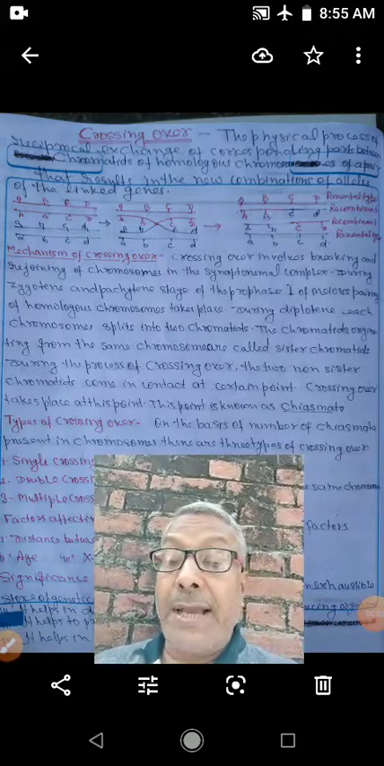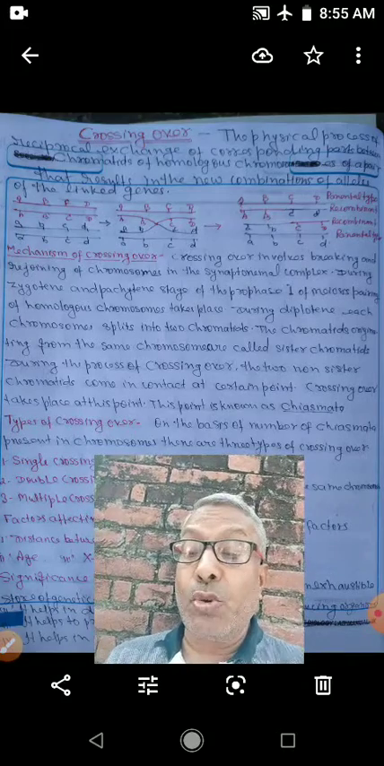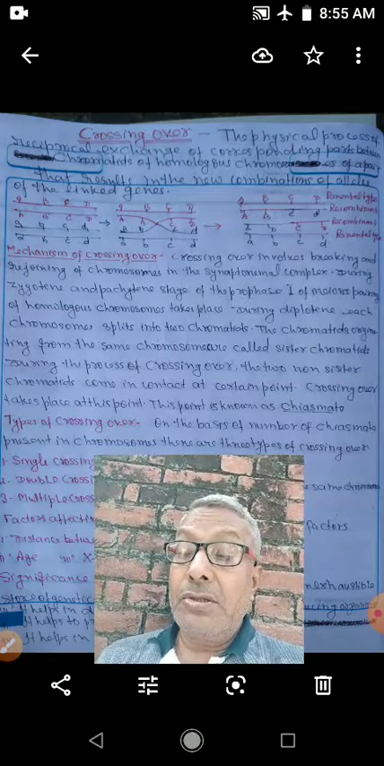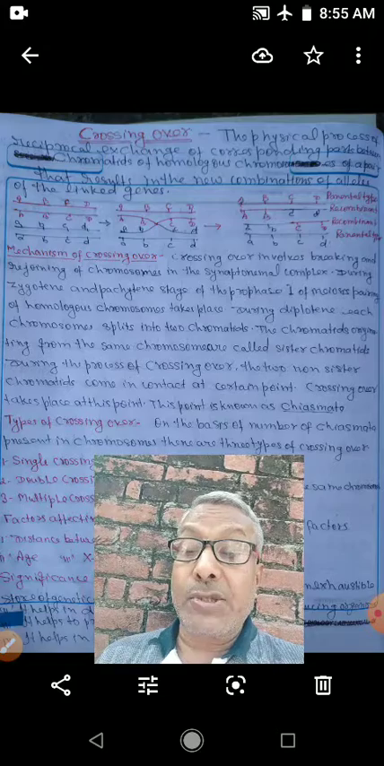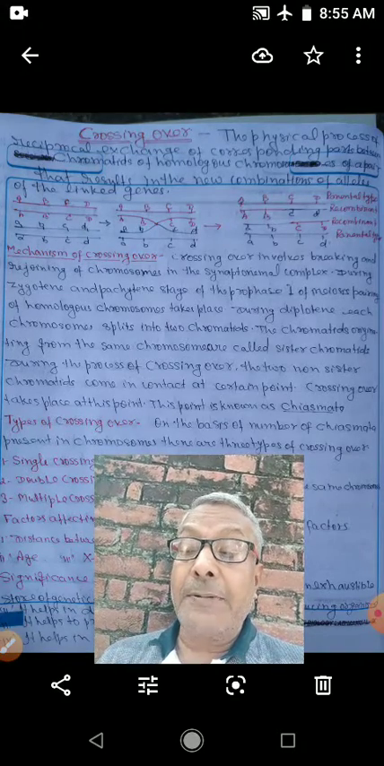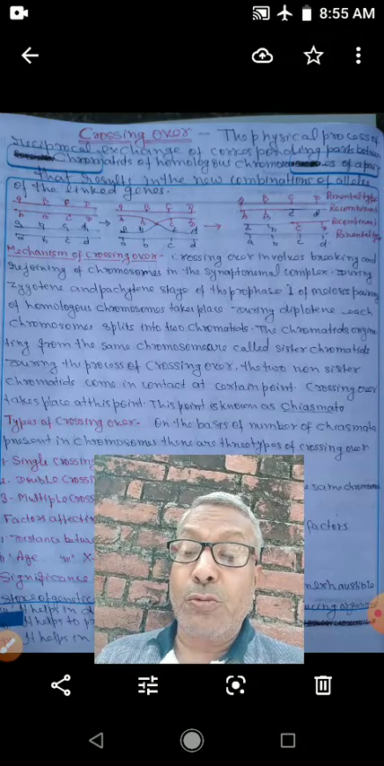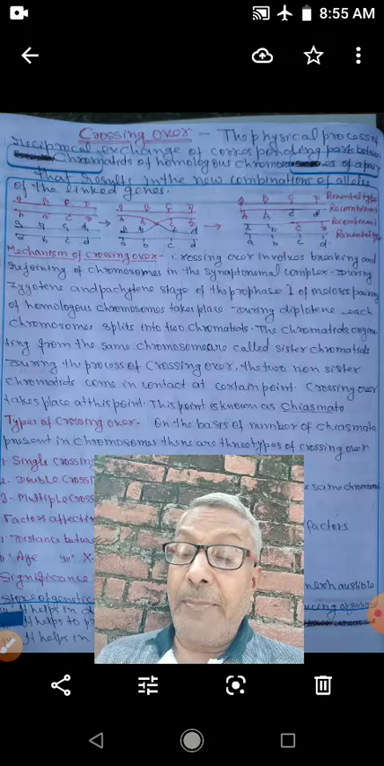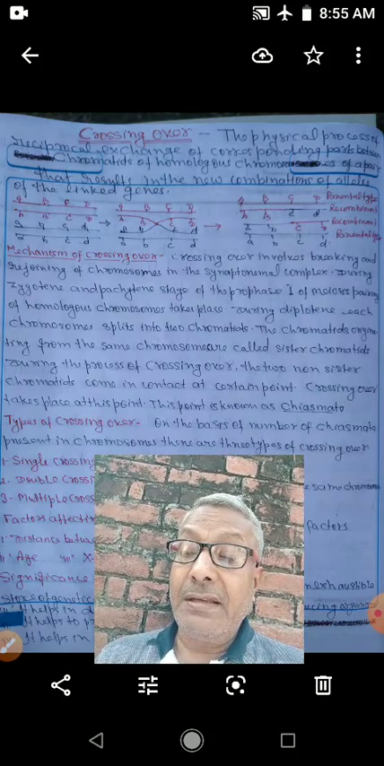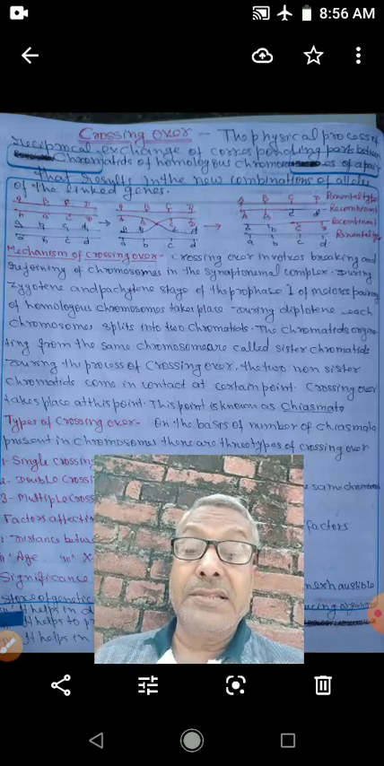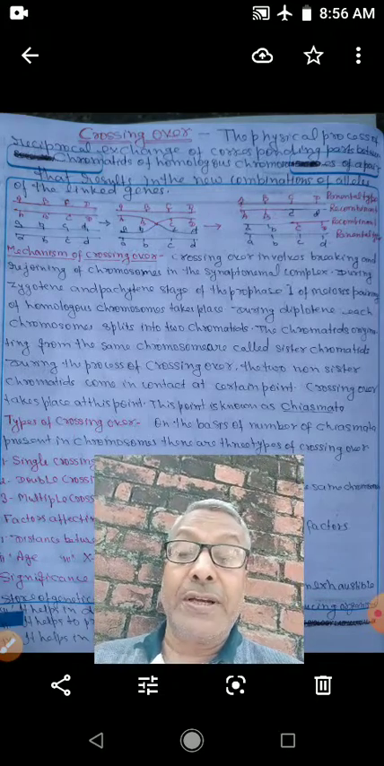Today in bio class I am going to teach you crossing over. Children, you have to understand what is crossing over. The physical process of reciprocal exchange of corresponding parts between chromatids of homologous chromosomes of a pair that results in the new combination of alleles of the linked genes is called crossing over.